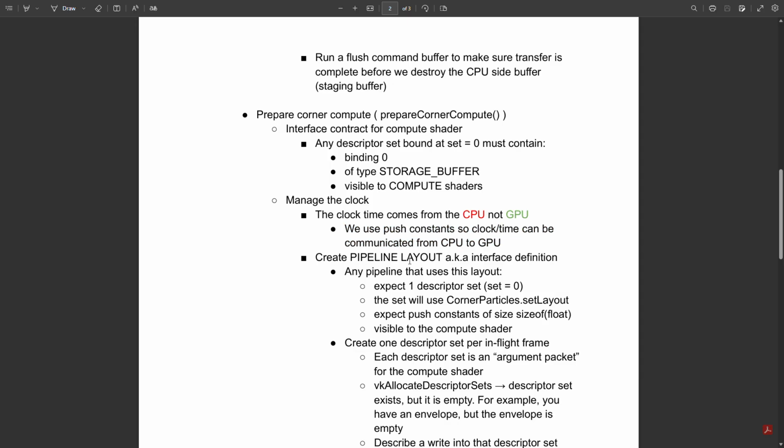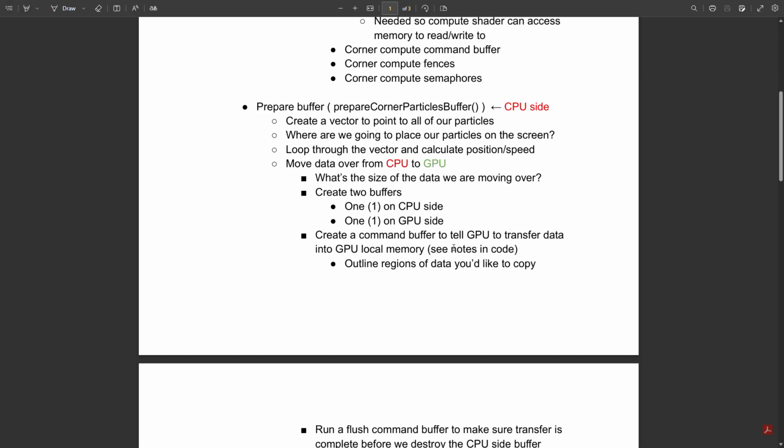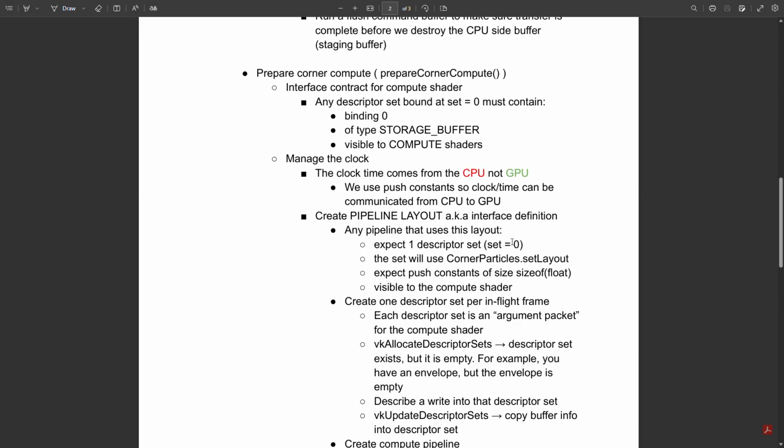All right, and then we create a pipeline layout, aka interface definition, right? So any pipeline that uses this layout expects one descriptor set, set zero. The set will use the corner particles dot set layout, right? Which is just a layout that we have defined. Did we define it up here? No, we didn't define it up there. Yeah, we'll leave that alone.